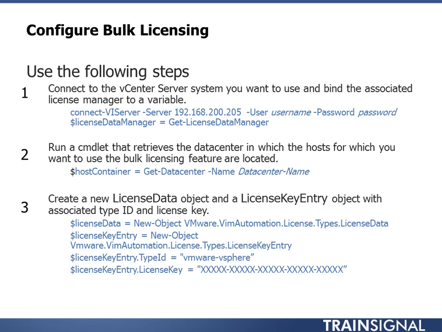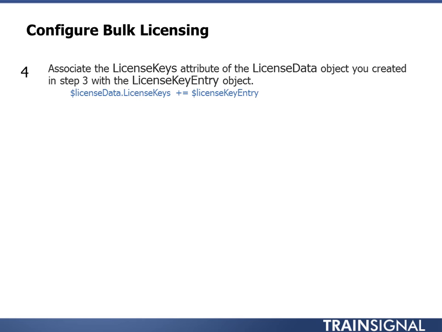Step 3, create a new license data object. Basically you'll punch this in: license data equals, and so on. Really the thing you have to look at is the bottom, your license key, so you'll punch in your license key right there. Basically you're assigning some variables and then assigning a license key. Step 4, you associate the license key's attribute object you created in step 3 with the key entry object.